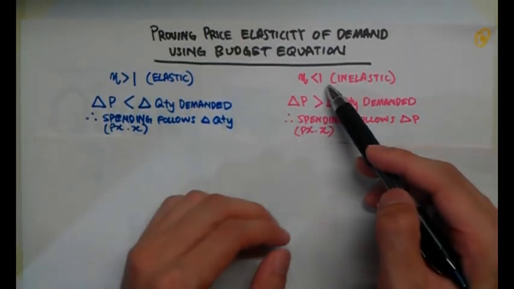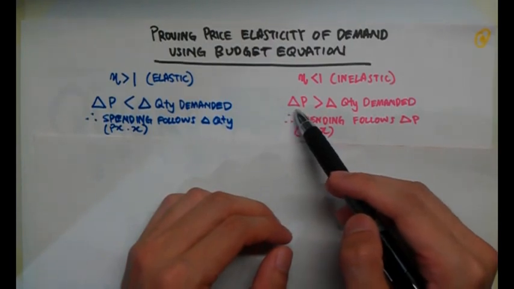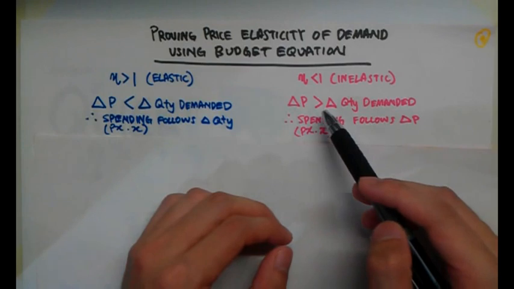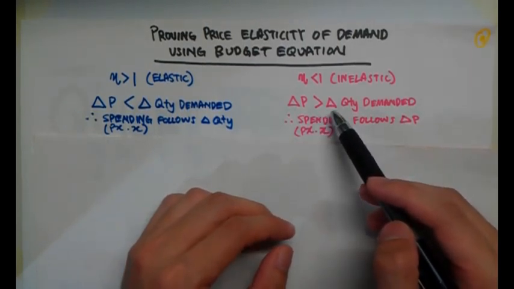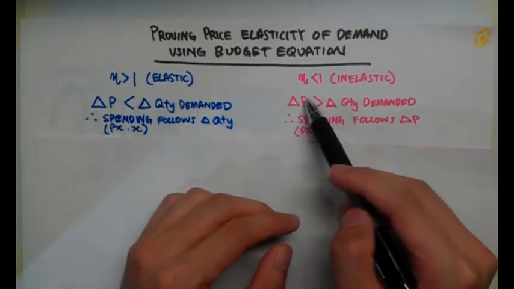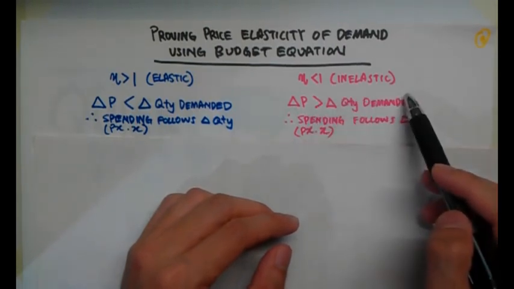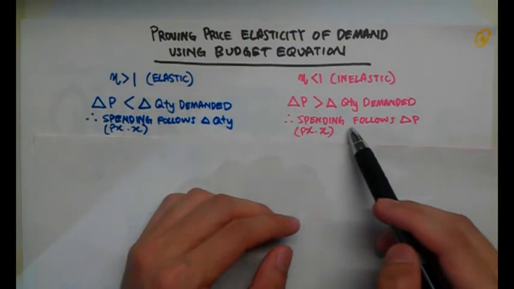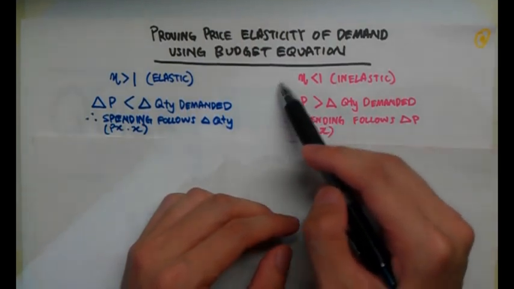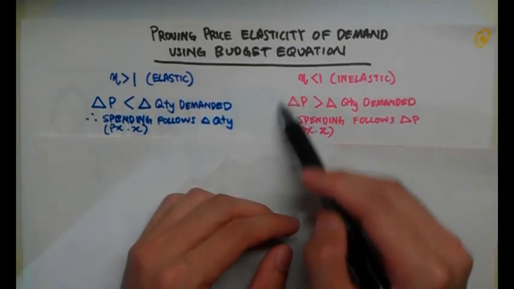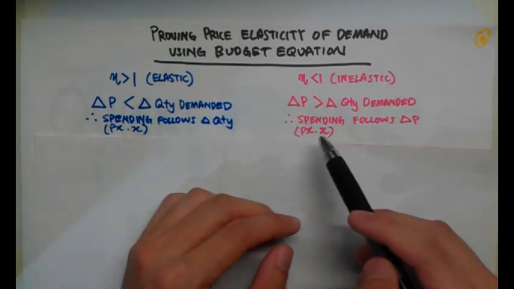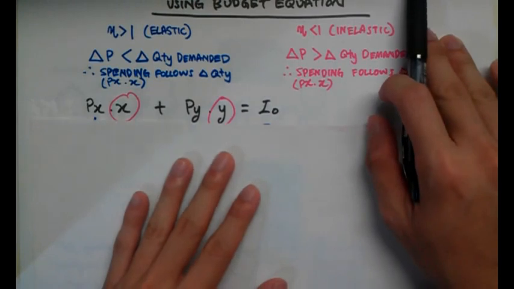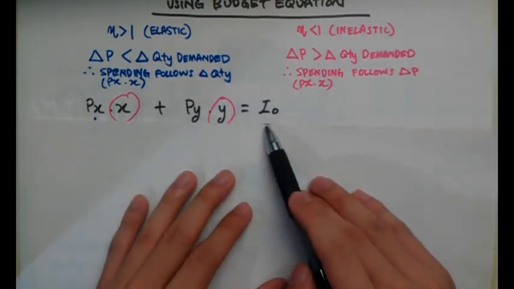If the demand is inelastic, the change in price will be more than the change in quantity demanded, because the consumer is not price sensitive. You need a big price change to cause a small change in the quantity demanded, and the spending follows the change in price. So if, let's say, the price is increasing, there's a larger price now, that means spending has increased. Okay, moving on, this is the budget equation.